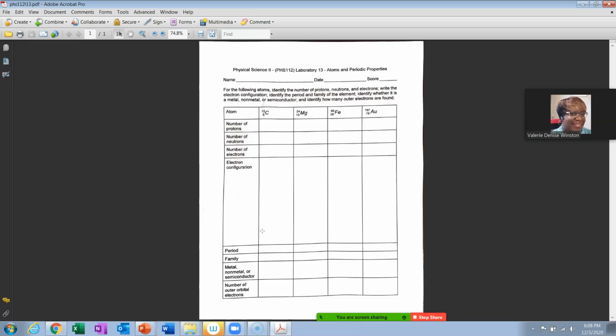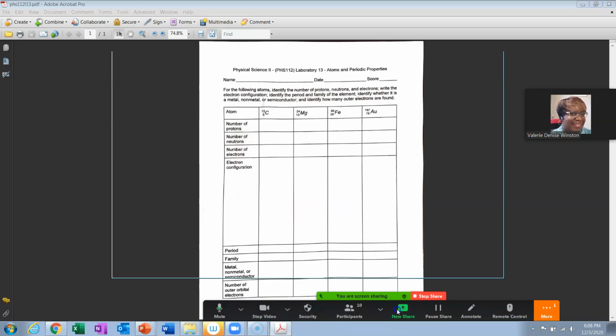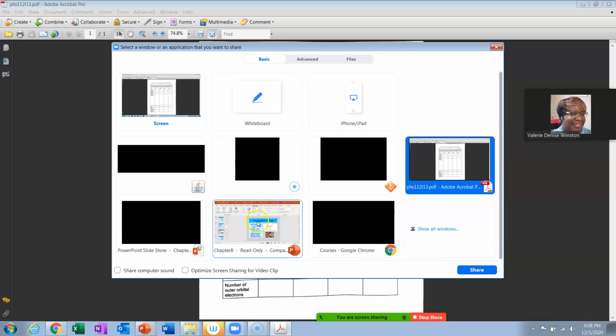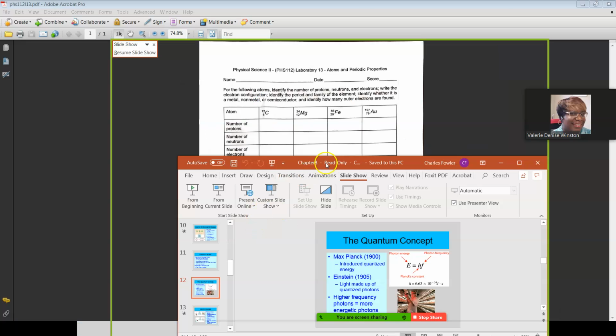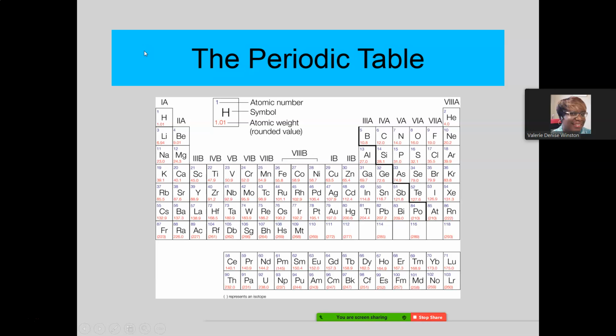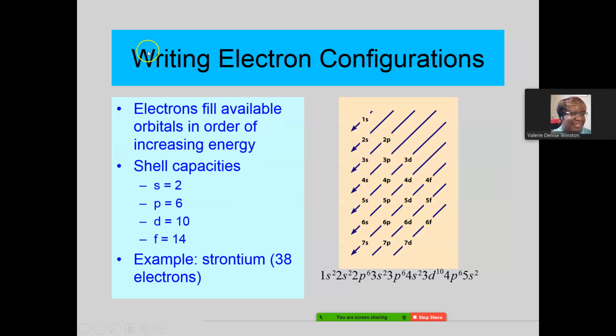Okay. Our next one is iron. How many electrons? 26. So we're going to go up to 26. Let's go back to our chart, which is on the slideshow, and resume the slideshow and go back to the chart. Okay, we're going to 26.